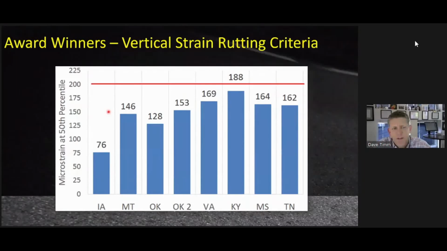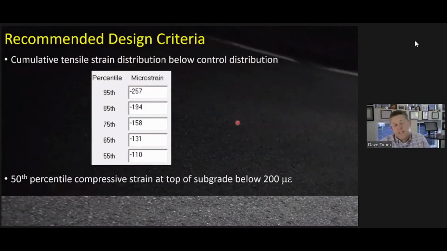I haven't talked too much about the vertical strain criteria to control rutting, but 200 microstrain is often used as a design criteria. So we just decided to check that value, and lo and behold, when we ran all those same sections through our simulation software, we ended up with all of them at or below 200. The one that came close here was the Kentucky cross section. So again, we felt like that was a good validation of those criteria. So the recommended design criteria is to control the strain distribution with these percentiles to control bottom-up fatigue cracking, and then use the 200 microstrain at the 50th percentile to control deep structural rutting.